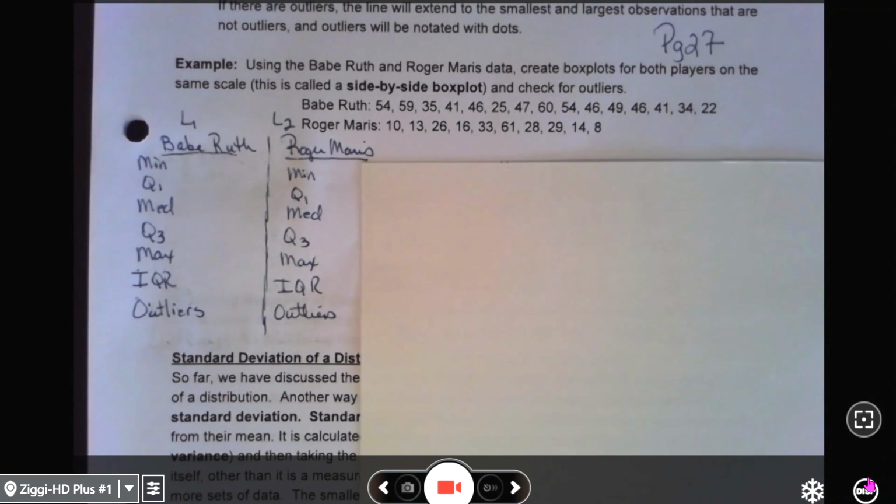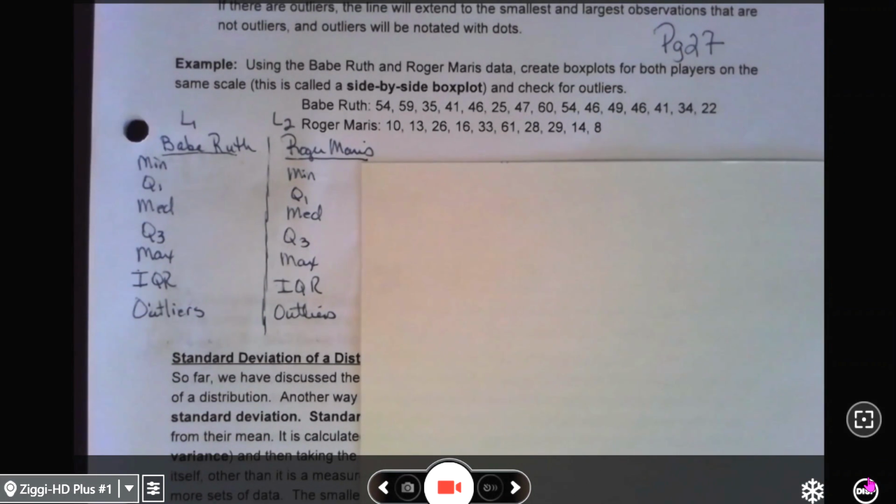We're back on page 27 of the student pack, and we're going to go back to some data we've already looked at, the Babe Ruth Roger Maris data. In our instructions for this example, it says to create a box plot for both players on the same scale, and this is called a side-by-side box plot. I think we've already done this, but that's fine. We can do it again, right? Our whole thing is to look for those little outliers now that we know how to find them.